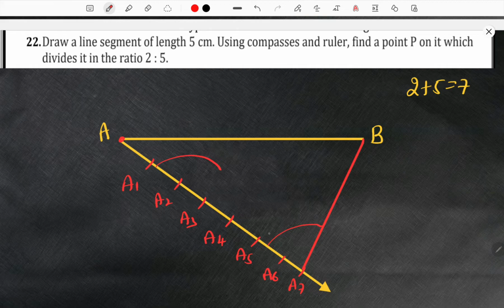Now measure this angle, needle here and pencil here. You will measure this, and with the same measurement, you keep the needle here and you cut here. After that you join A2 through this intersection and you get the point P. AP is 2 parts and PB is 5 parts. So you write AP ratio to PB is equal to 2 ratio to 5. So this is the construction that we have.